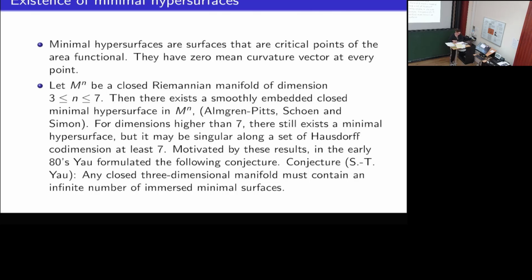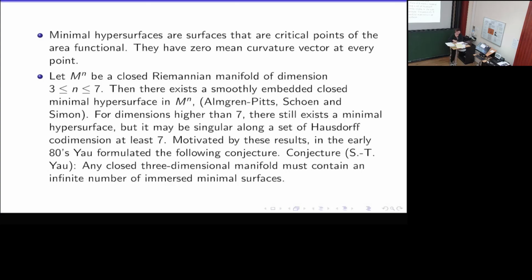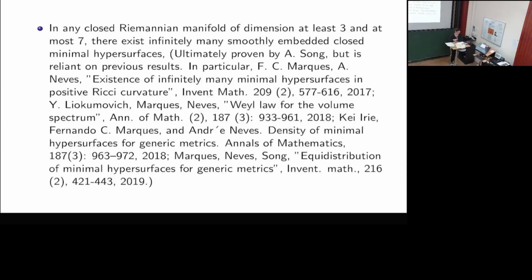And Yau's conjecture was that in fact you have infinitely many. I'm just going to let you stare at this for a while. There was some serious progress by Marques, Neves, Irie, Liokumovich, and Song, and eventually the theorem was proven by Antoine Song. So he proved Yau's conjecture. In fact, there are infinitely many.